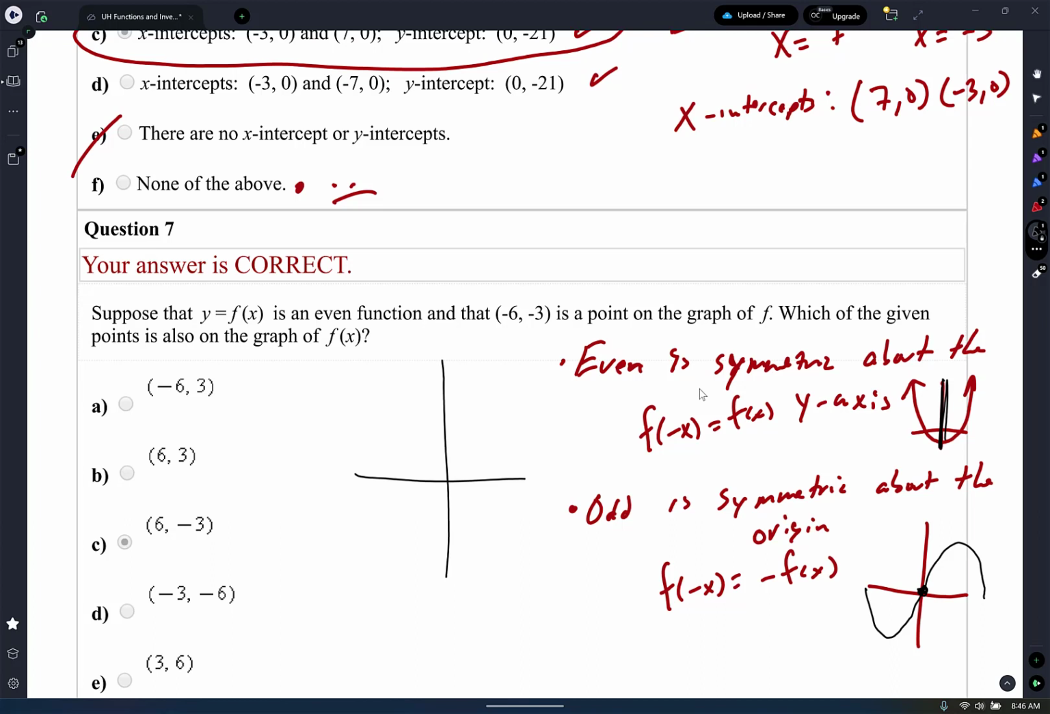All right. So now let's get back to this question. F of x is an even function, negative 6, negative 3. So I'm going to go negative 6, negative 3, point. And remember, it's symmetric on the y-axis. So if you fold the y-axis, where would that point land? In quadrant 4, what would that value be?